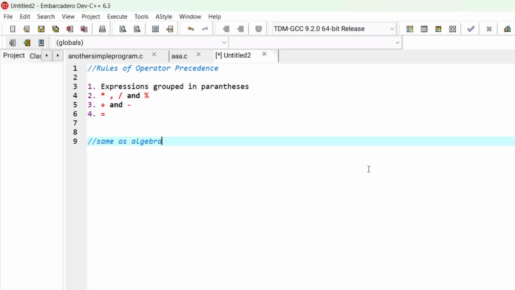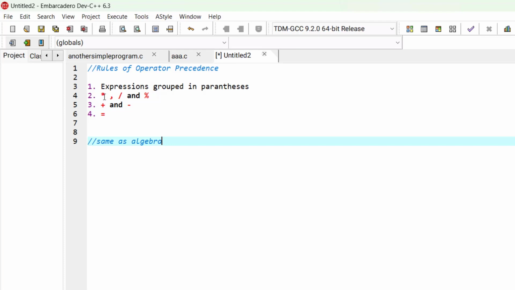In C programming language, the rules for operator precedence are the same as algebra. The operator precedence rules specify the order that C uses to evaluate expressions. The very first expressions that are always evaluated are expressions grouped in parentheses. And if we have multiple levels of parentheses, the inner levels are evaluated first.